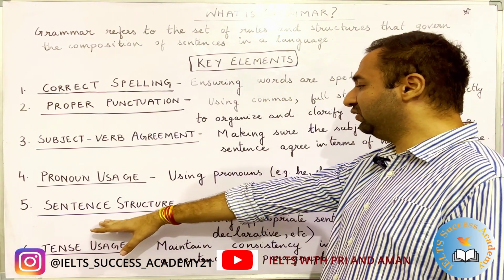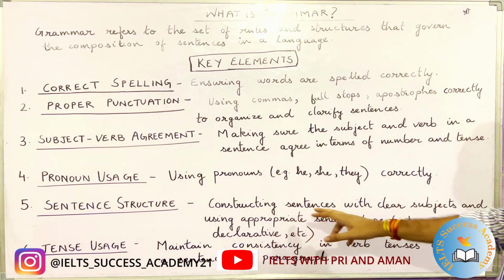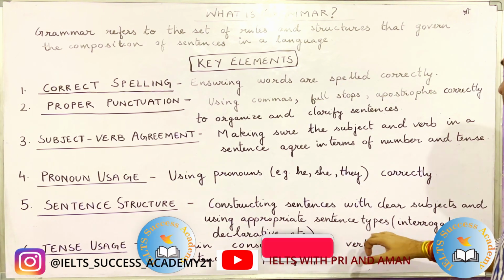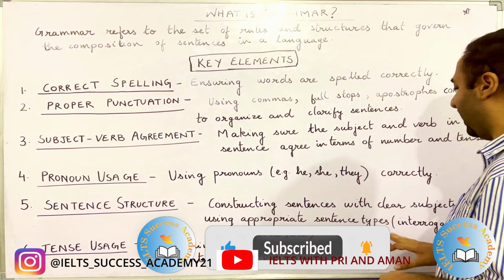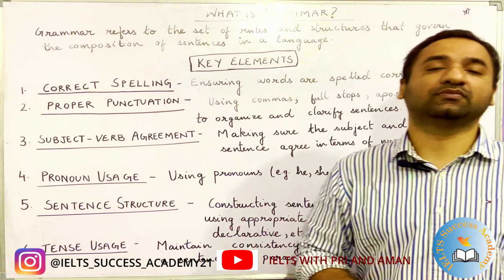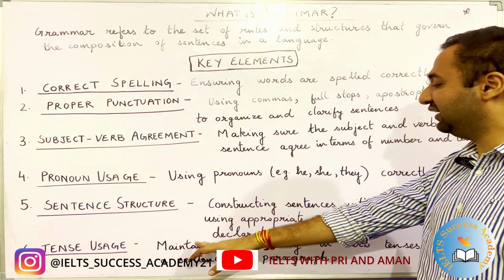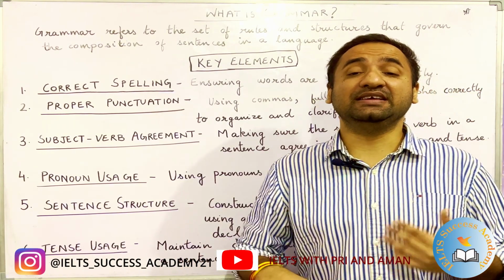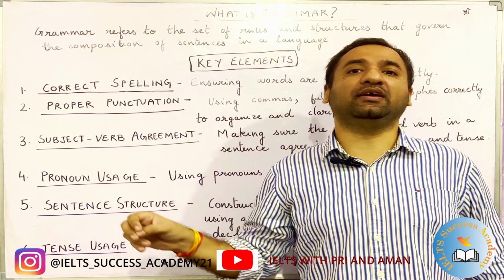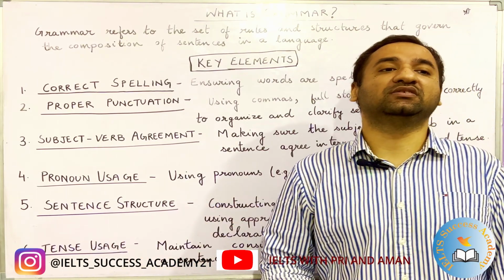Okay. The fifth one is sentence structure. Constructing sentences with clear subjects and using appropriate sentence types. For example, here we have interrogative and declarative sentences. Interrogative is a question. We are asking a question. And declarative is a factual statement. He is running. She is cooking. These are true statements. Is she cooking? Is an interrogative sentence. Okay.